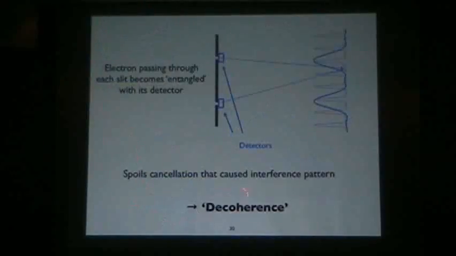This is a phenomenon known as decoherence, and it's a topic of active research today, as I understand it. It basically says that when an electron passes through a slit, it becomes entangled with the detector. And that entanglement means that, since interference requires that the waves add coherently, moving up and down in the same direction, as soon as I kick it in a way where it's waving in some other direction, they don't cancel anymore, and the interference fringes go away.